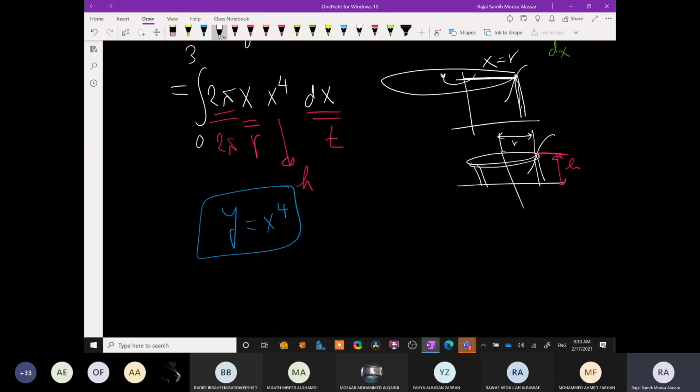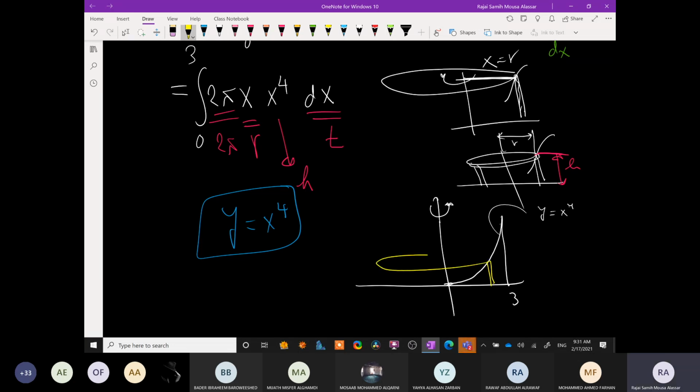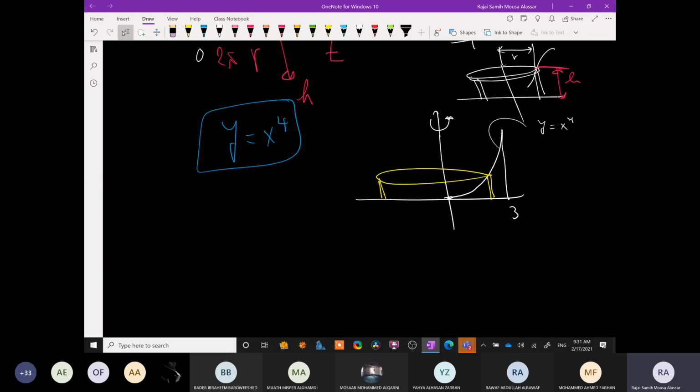So this problem looks like I am rotating, right? This is 3, and this function is actually x to the power 4, and I'm rotating this from 0 to 3 about the y-axis. Does that make sense? Let's see. I will take a sample, and then I will rotate it. So now if I do the problem independently, what is it?